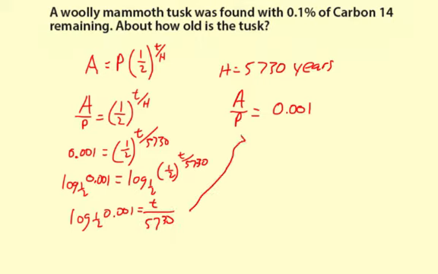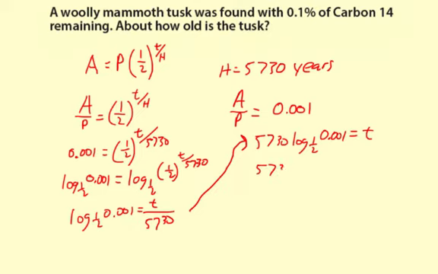So I'm going to continue over here. Multiply both sides by 5,730, and I'm going to get 5,730 log base 1/2 of 0.001 equals T. So some calculators can do log base 1/2 of 0.001, some cannot. So my calculator can't, so I'm going to use the change of base formula. I'm going to rewrite this in an equivalent way, or you can enter it in any calculator.